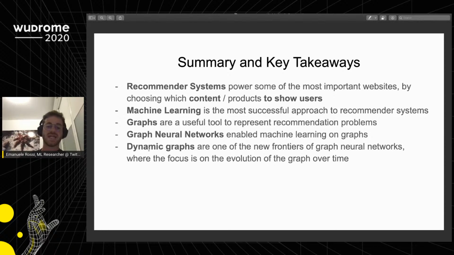And we also see now that dynamic graphs are one of the new frontiers of graph neural networks, and the focus is really on the evolution of the graph over time. So I would close it here, and I think we are in time to take questions.